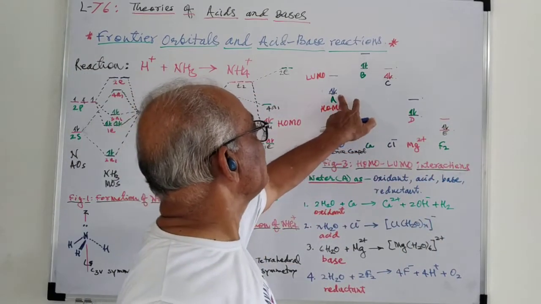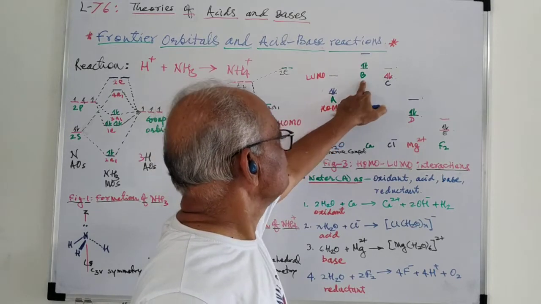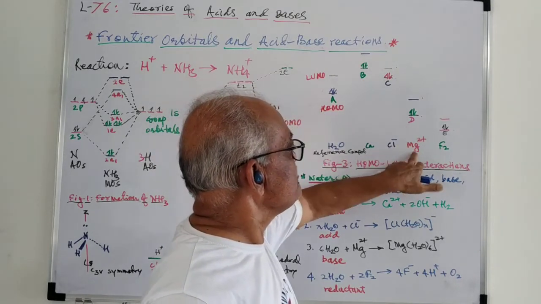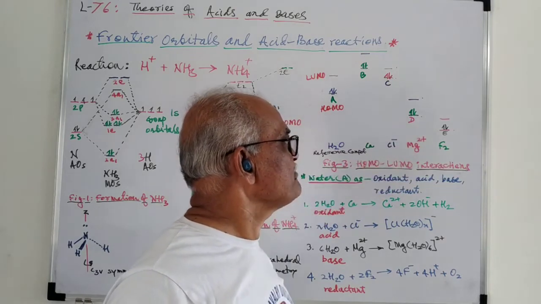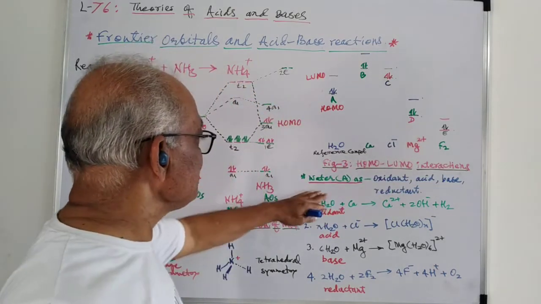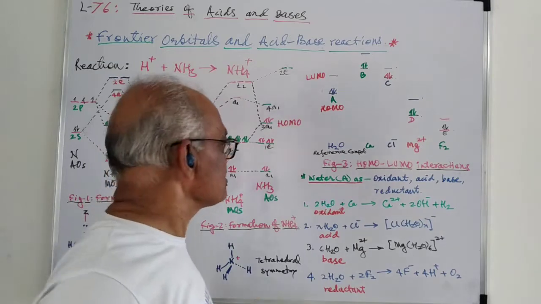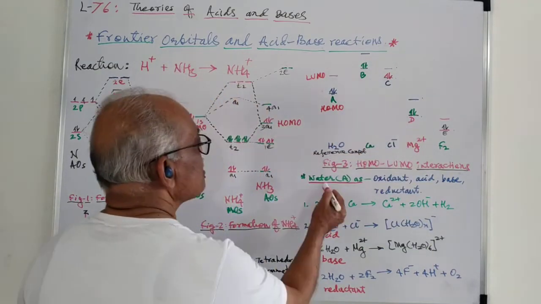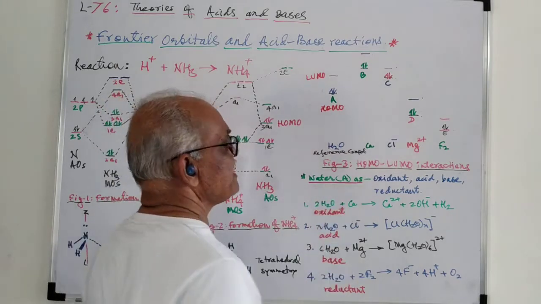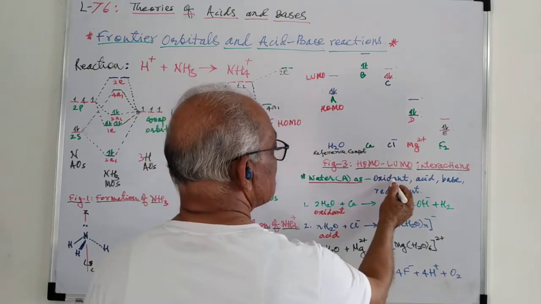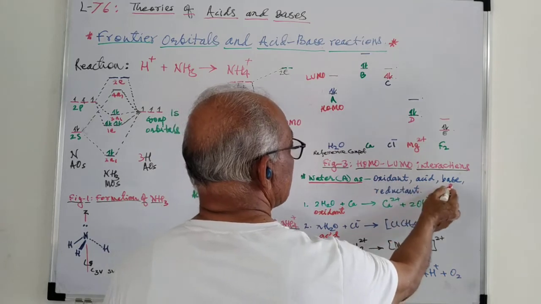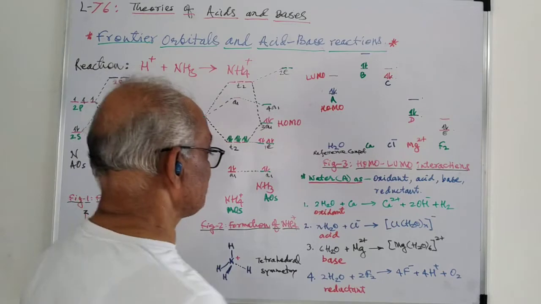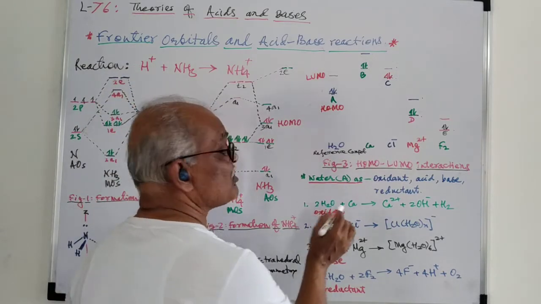So we have presented water as A, calcium as B, Cl minus as C, Mg2 plus as D, and F2 as E. So we will discuss here acid-base reactions between A and this variety of species. When we are considering water as a reference, it behaves as oxidant, acid, base, as well as reductant. So we will see the examples. First is water as oxidant.